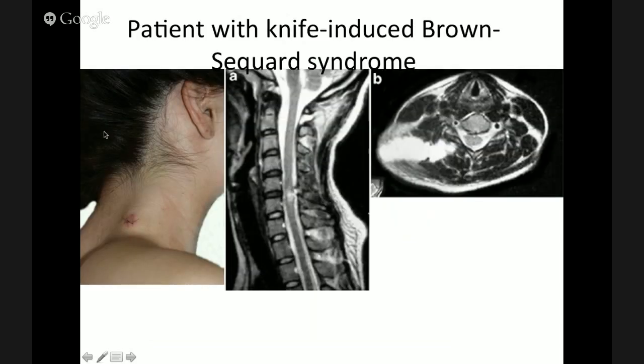And this actually is a case of a young woman who suffered a stab wound to the neck. You can see it was a fairly small diameter knife or object. And this is the image showing the path of the knife through the neck. And here's the image showing the damage to the spinal cord. And it ended up essentially producing a hemisection of the cord.